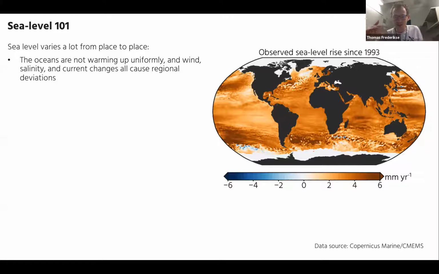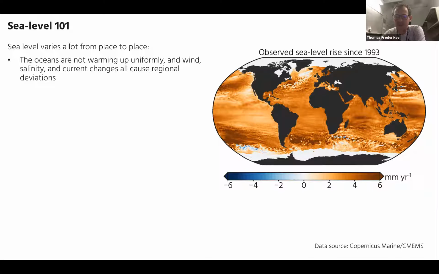And the cause of this picture is not one process. There are changes in winds that drive sea level changes. There are changes in the ocean currents. The temperature of the oceans is not rising uniformly. There's change in salinity. There's all sorts of processes behind this.